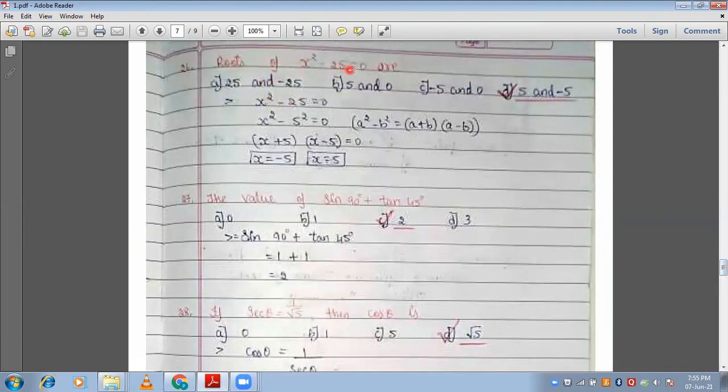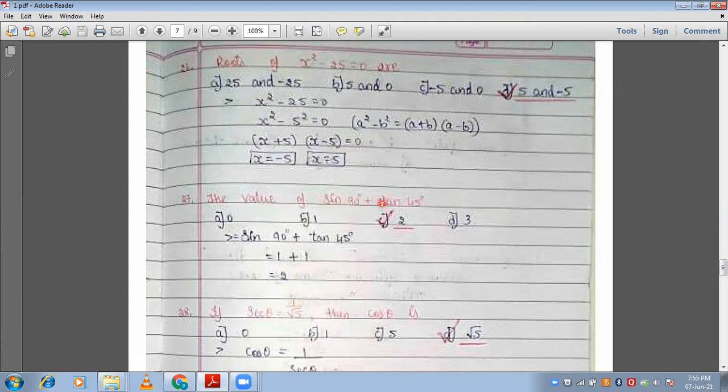Roots of x square minus 25 is equals to 0 are dash. You need to find out the roots. Your highest degree is 2, so obviously we have two roots. So x square minus 25 is equals to 0. You can write this as x square minus 5 square is equals to 0. a square minus b square is equals to (a plus b) into (a minus b). So (x plus 5) into (x minus 5) is equals to 0. Yes, you will get x is equals to minus 5 and x is equals to plus 5. So option D is right.